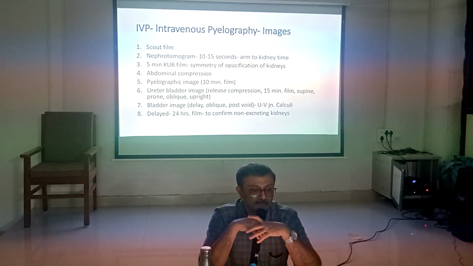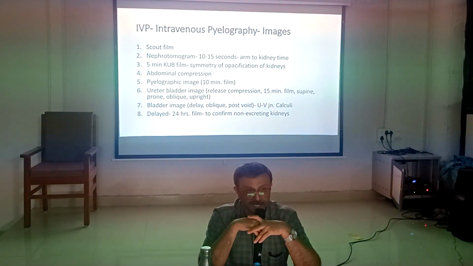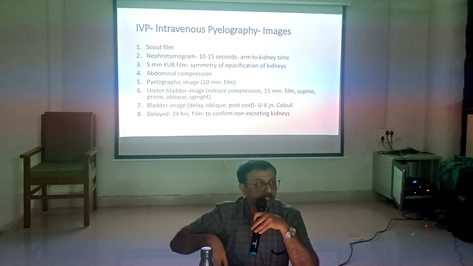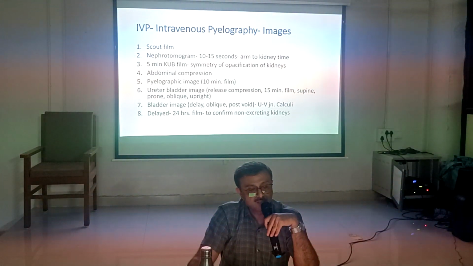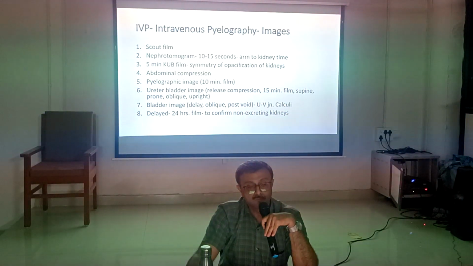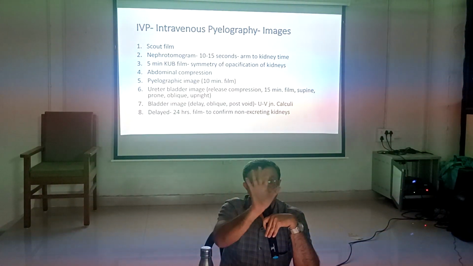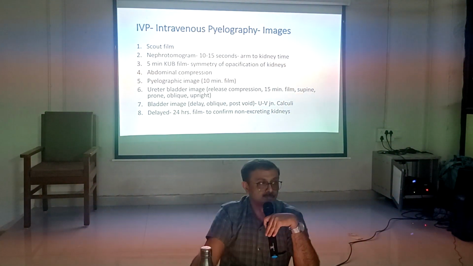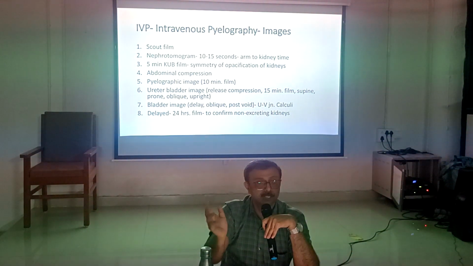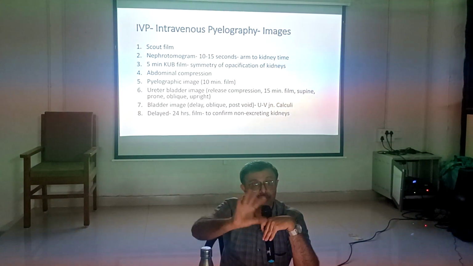One is a scout film, then the nephrotomogram at 10 to 15 seconds, the arm-to-kidney time. Another 10 to 15 seconds. Check the line once: the dye reaches the kidney in 15 seconds, then a 5-minute film. Symmetry of opacification of the kidney. Nephrogram will be visible. If the kidney is opacified, it is called a nephrogram. That means the dye is in the parenchyma of the kidney, not in the pelvicalyceal system. It is called a nephrogram. There is opacification of the kidney.